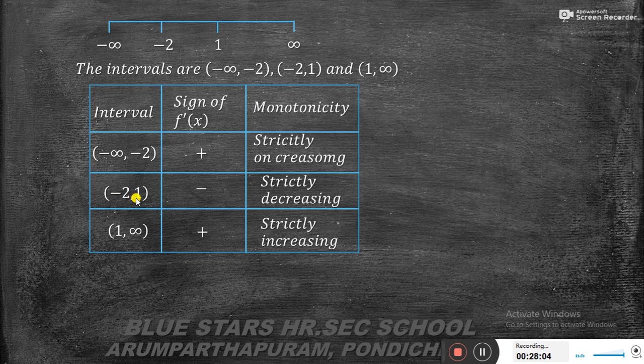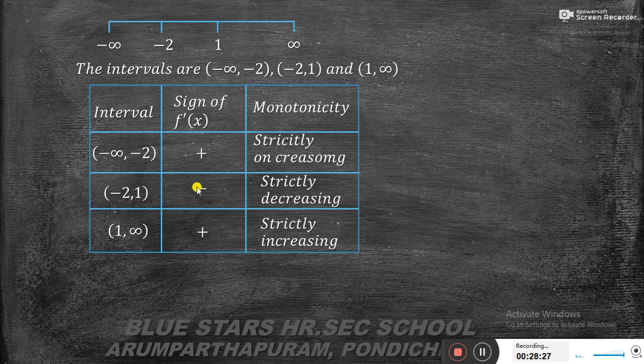Minus 2 comma 1 means a value in between is minus 1 or 0. So I substitute x equal to 0 in f dash of x. I get the answer minus 12.